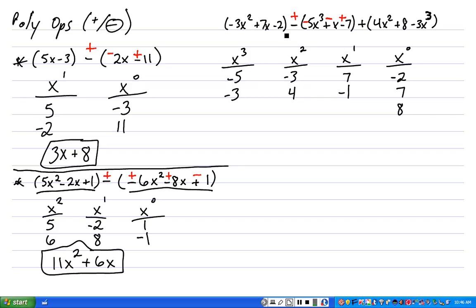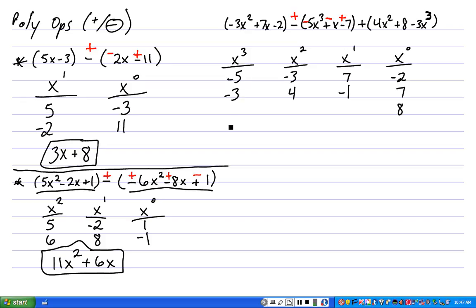So these are 3 trinomials, so that means I have 3 polynomials with 3 terms inside of each, so a total of 9 terms. So let's look. 1, 2, 3, 4, 5, 6, 7, 8, 9. Alright, so everything is accounted for, so we're ready to combine.